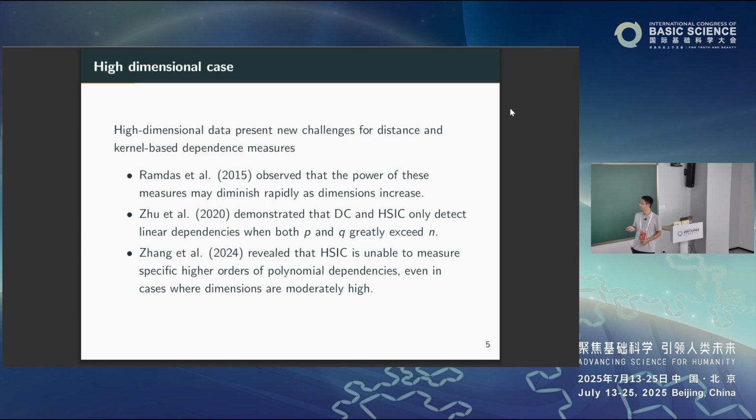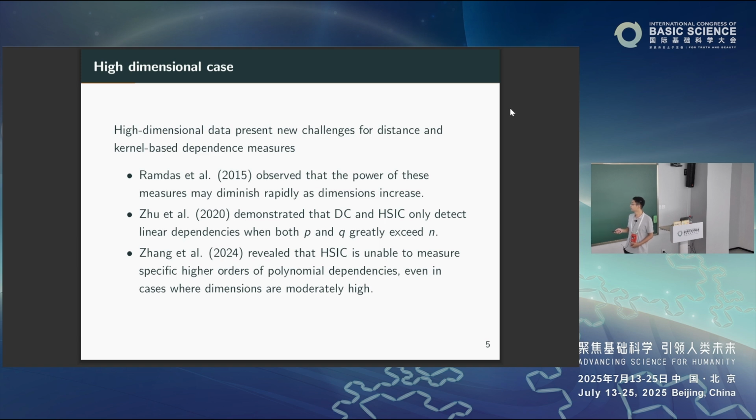So, this is a theoretical result. We can know that if the dimension is very, very high, both the distance correlation and the HSIC will degenerate to capture only linear dependencies, although they are designed for capturing arbitrary nonlinear dependencies. And last year, it was revealed that the HSIC is unable to measure specific higher orders of polynomial dependencies, even when the dimension is only moderately high.